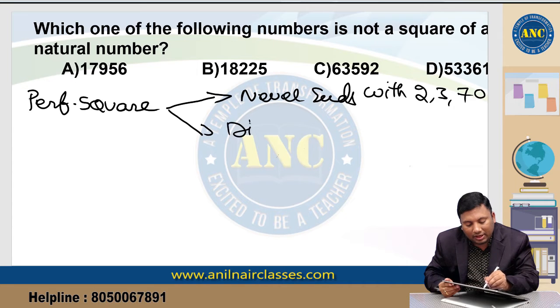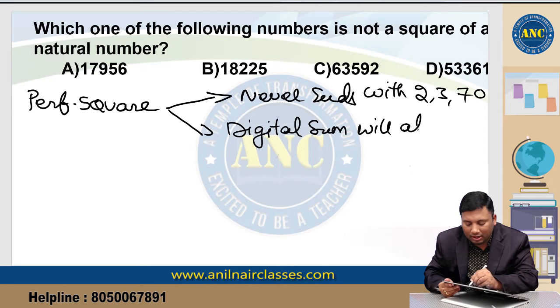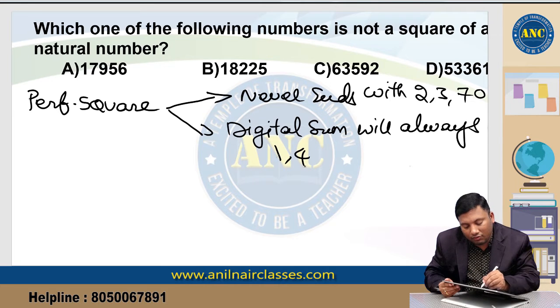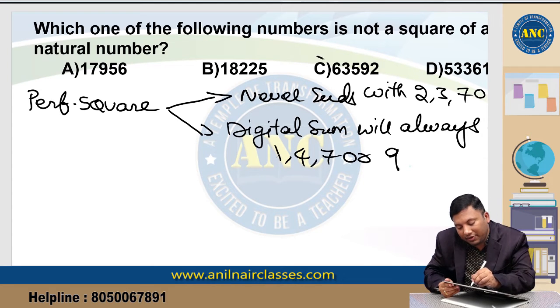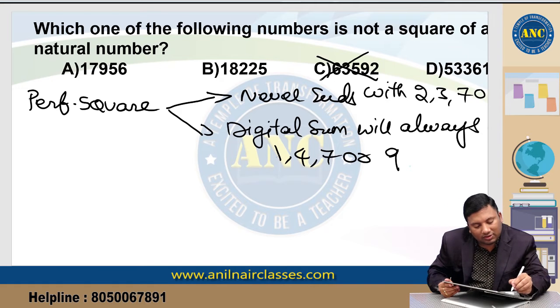A perfect square's digital sum will always be 1, 4, 7 or 9. Any of these two logics we will check. A perfect square never ends with 2, 3, 7 or 8.